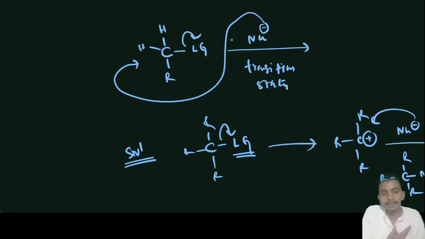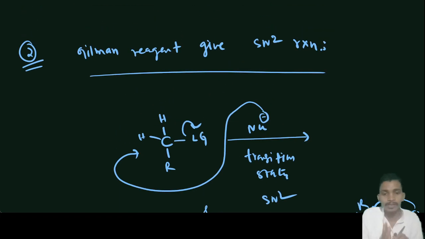Whereas for SN2 reactions, the leaving group leaves and the nucleophile attacks at the backside of the leaving group. The attack of the nucleophile and the leaving of the leaving group happen at the same time. It means the nucleophile should be strong. So we see that Gilman reagents will give a good SN2 reaction.